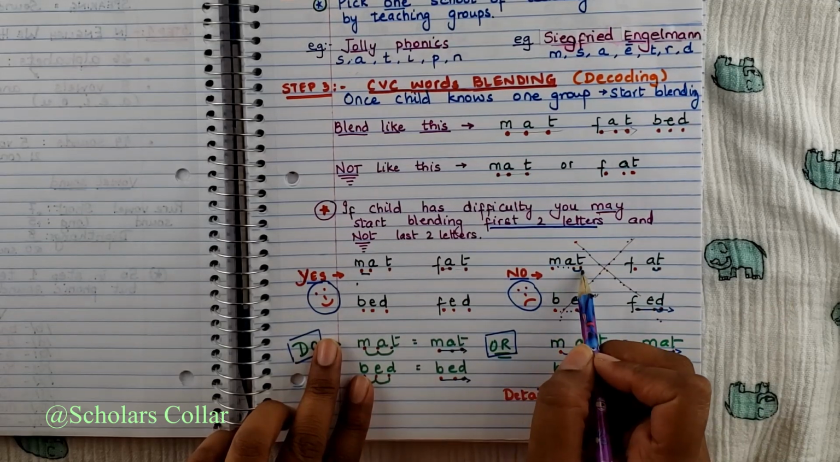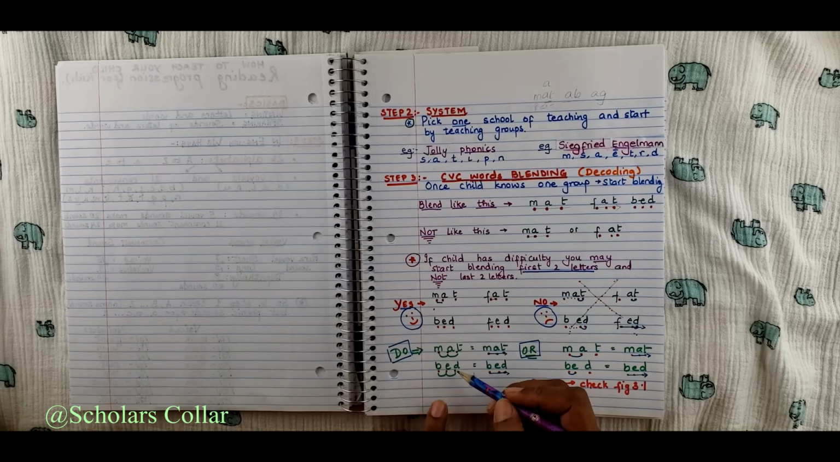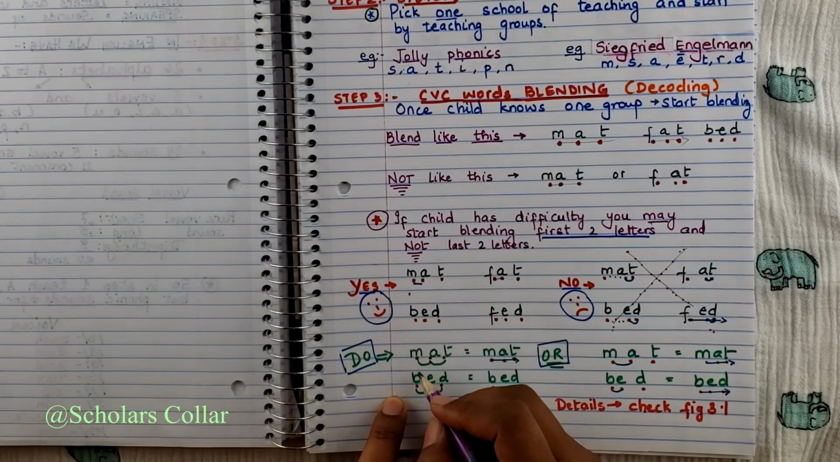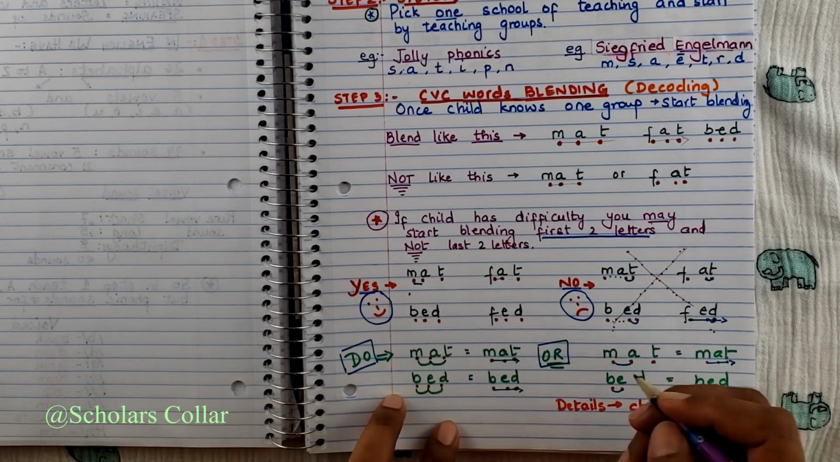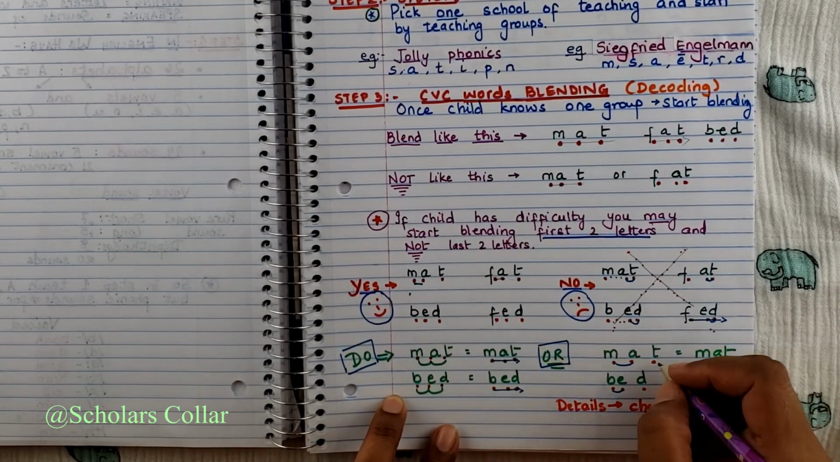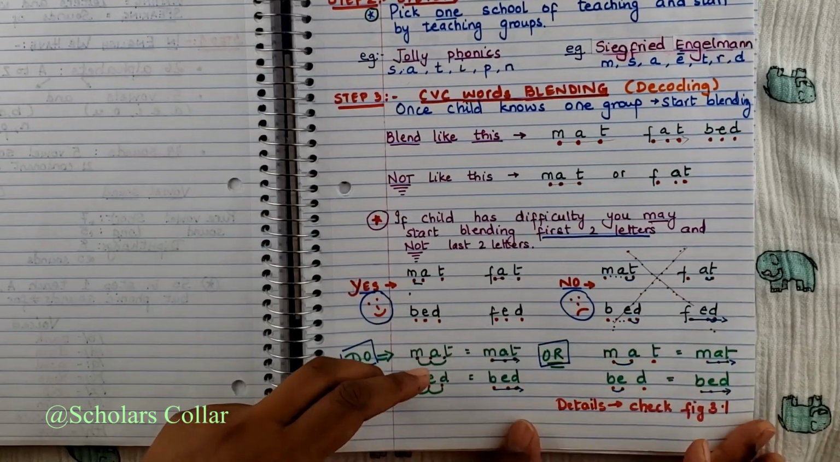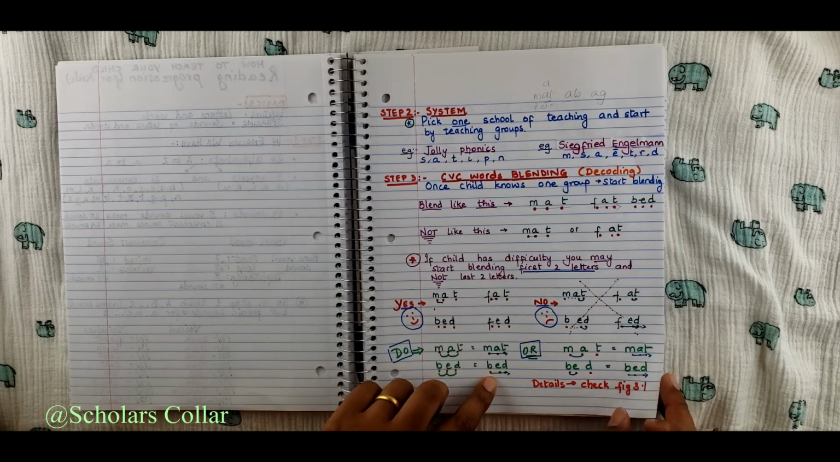Okay, so blending the last 2 is no. So I put a cross here. So this is what you do. You do mat, or bed, or you can do mat, bed. So let me show you figure 3.1.